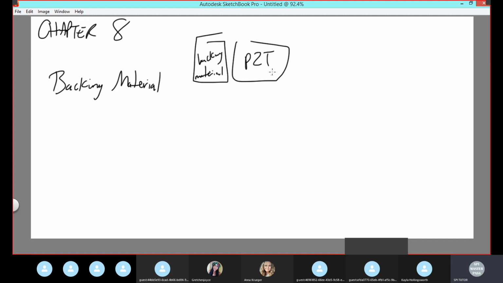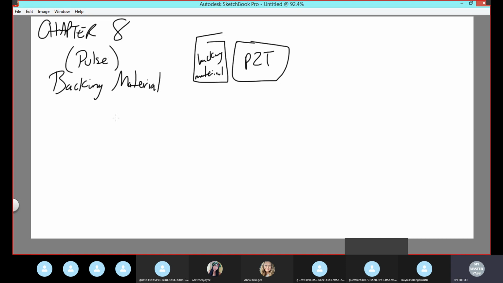And what the backing material does is that it absorbs the vibration of the PZT. So the PZT vibrates, creates this continuous wave. When it vibrates, it creates this continuous wave, and the backing material chops it up. It chops it up and is no longer continuous. It now becomes a pulse.